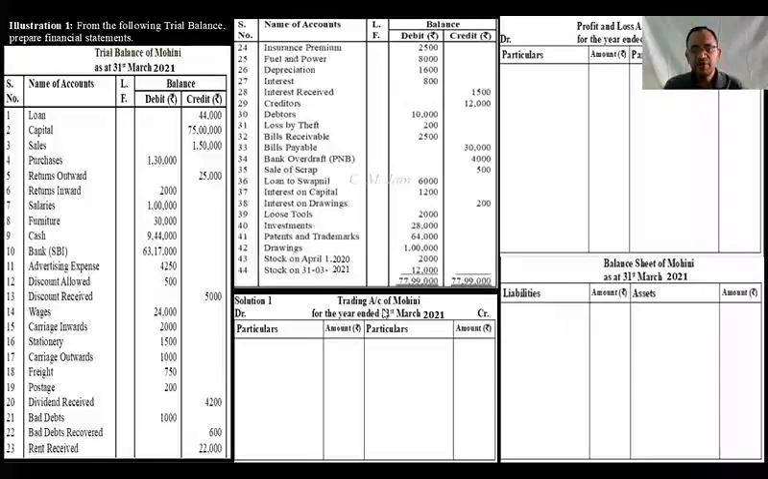So heading of trading account will be trading account of Mohini for the year ended 31st March 2021. Similarly, profit and loss account of Mohini for the year ended 31st March 2021. Balance sheet of Mohini, and in case of balance sheet we had discussed, we do not write for the year ended, we write as at. So as at 31st March 2021.